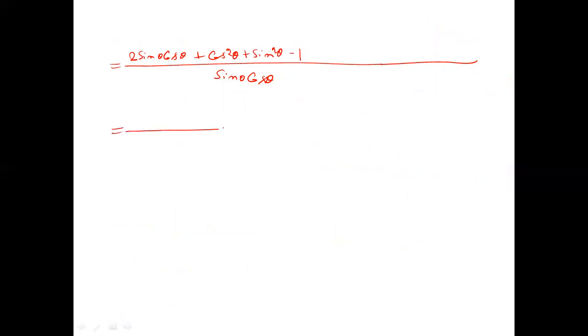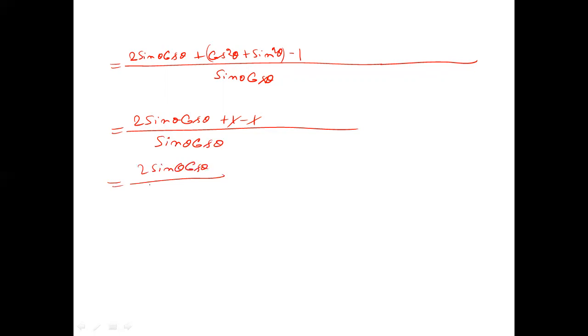Yes or no? Now you have to apply the trigonometry ratio. We know cos square theta plus sin square theta is 1. So in 2 sin theta cos theta, in place of this one, we can add 1 minus 1. So 1 and 1 will get cancelled. So it will be sin theta cos theta. That means 2 sin theta cos theta divided by sin theta into cos theta. Now this will get cancelled. So the result is 2.